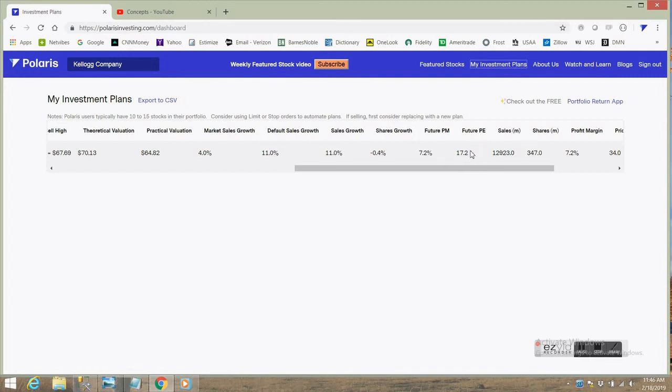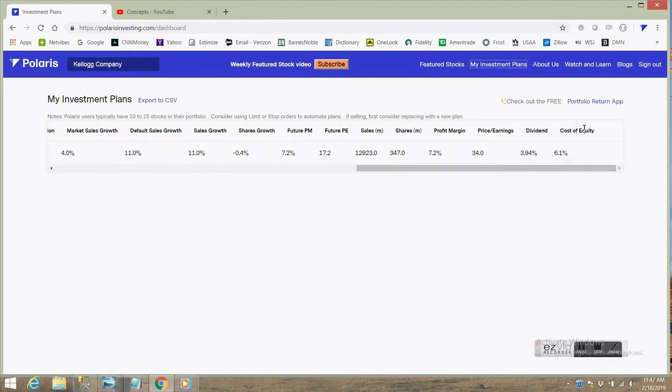Multiply that by the mean reverted future price earnings multiple, and that gives you a future price, or really a future market cap, and then you divide that by the number of shares that you think are going to be outstanding. So here are the current shares, and over here is the share growth that's being assumed. You take 1 plus negative 0.4% to the 5th power, multiply it by the number of current shares. Then you take that resulting number and divide it into the calculation, and you end up with the price per share that you expect in the future.